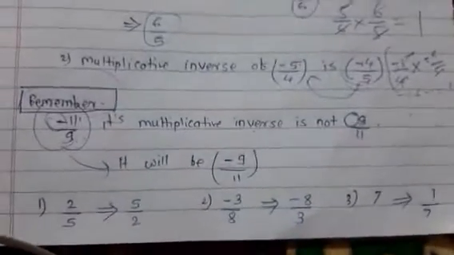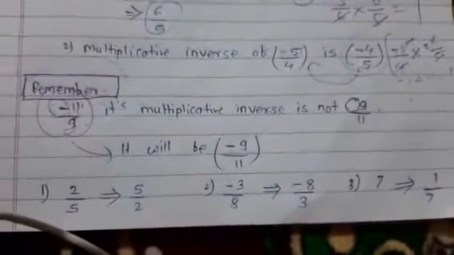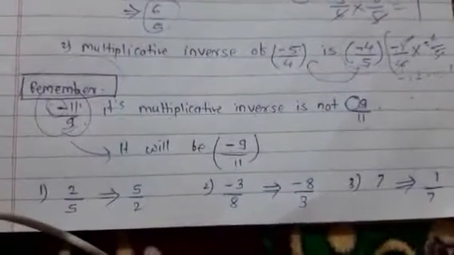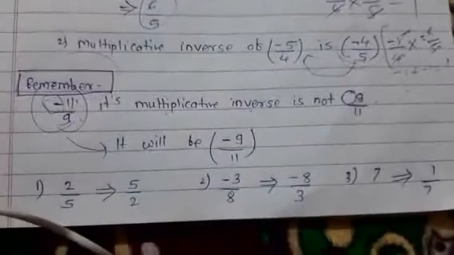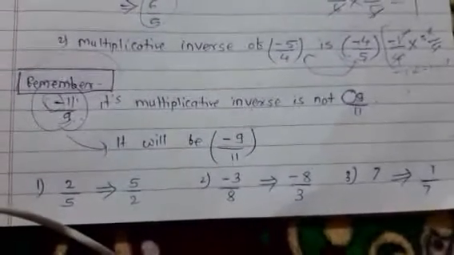So if a minus sign is there, then as it is we have to take, because we know that we can't give a negative sign in the denominator. Always it should be written in the numerator.